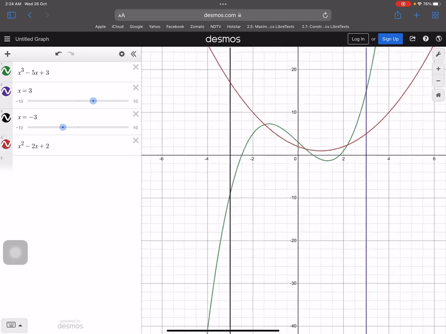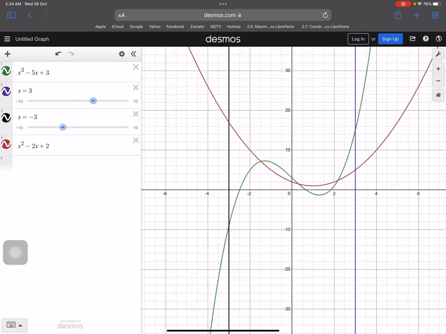Make sure that I'm plotting this graph between minus 3 and 3 only. So I could see that it ends at 3, 5, then minus 3, 17, having a minimum point at 1, 1. So the left hand side is at minus 3, 17. The right hand side is at 3, 5.